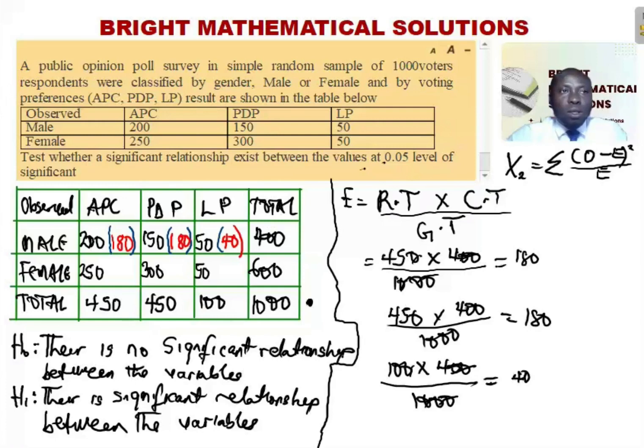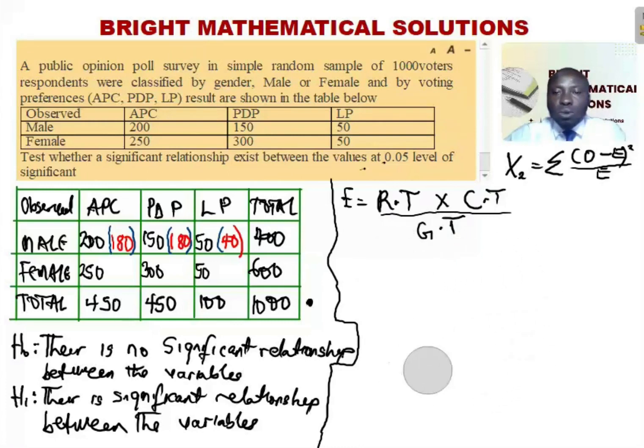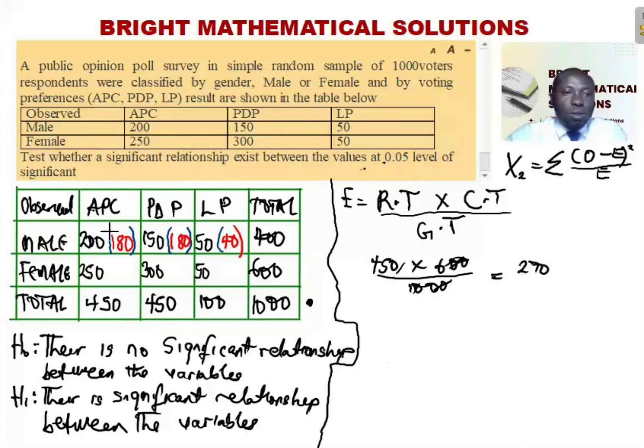Now let me rub this off so that we can solve for the second row, that's for the female. For the row total here, APC female, that is 450. The column total is 600, so 450 multiplied by 600 divided by 1000. That is 45 multiplied by 6, that gives me 270. So here I'm coming back to write 270.